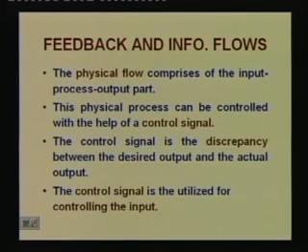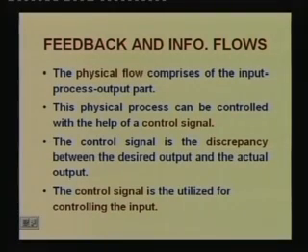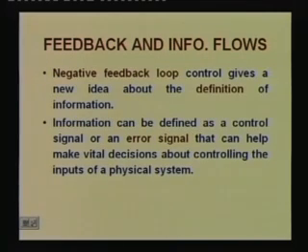Now this is the summary of what exactly we have discussed. That is, the physical flow comprises the input, process, output part. The physical process can be controlled with the help of a control signal. The control signal is the discrepancy between the desired output and the actual output, and finally the control signal is utilized for controlling the input, right? So this is the feedback process of information systems.